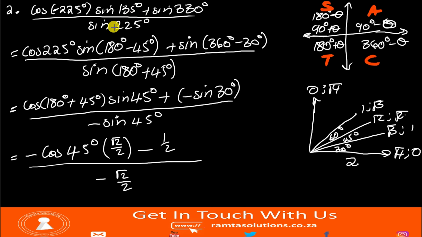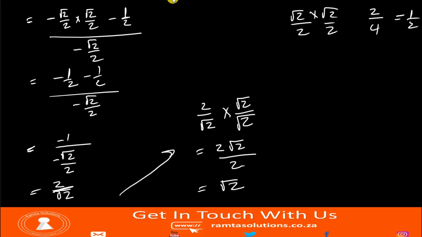1.41, but let's confirm. When you plug in this value, let me use my calculator: cos negative 225 close, sine 135 close, plus sine 330 close, all over sine 225 close. We get root 2. So can you see? You were able to get root 2 without using a calculator.